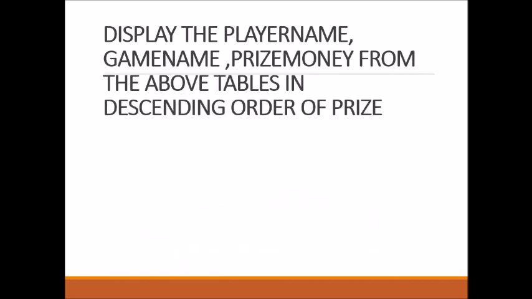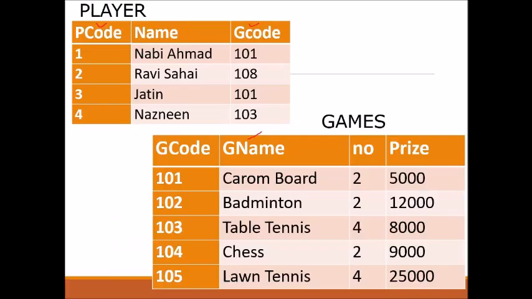Display player name, game name, prize money from the above tables in descending order of price. Again, see whether two tables are required.